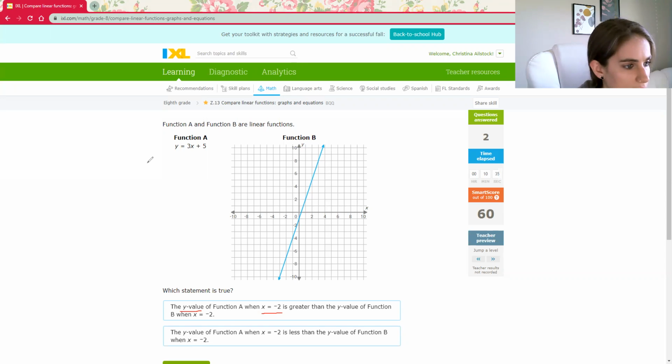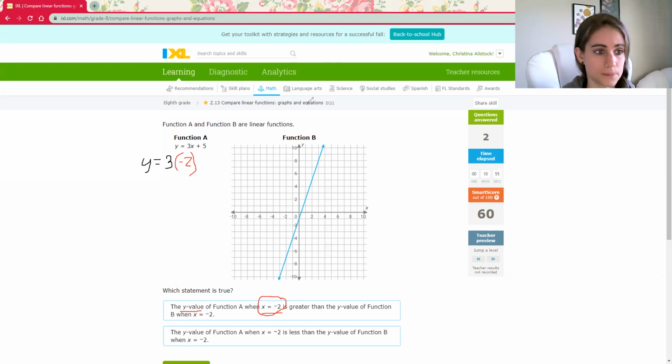All right, for function A, our equation is y equals, because I'm trying to find the y, so it stays a variable. But instead of 3 times x, it's going to be 3 times -2, because we're told that our x value is -2. That's the only thing that we're replacing, so everything else stays the same. Y equals 3 times -2 plus 5.